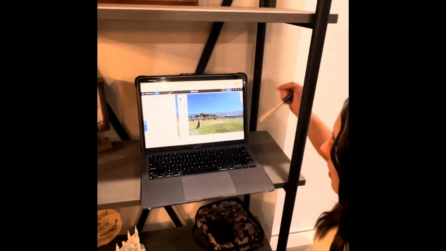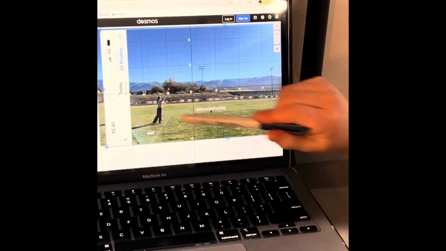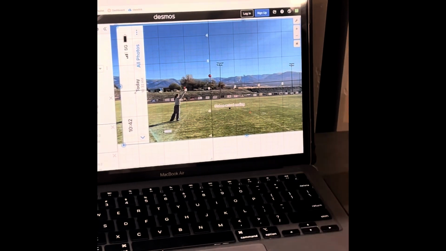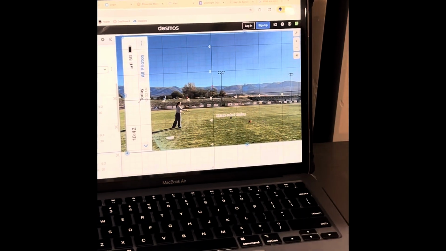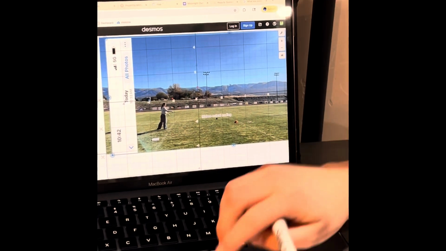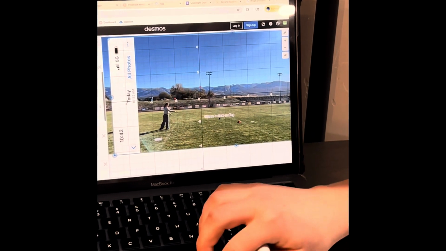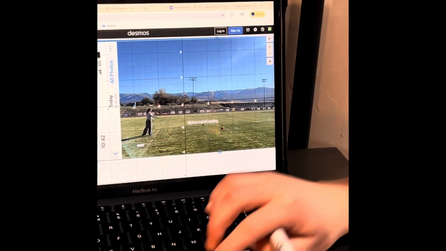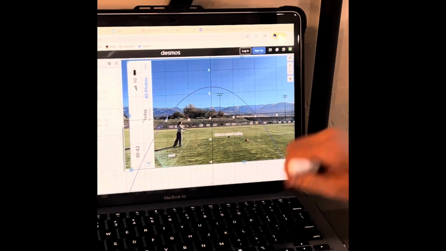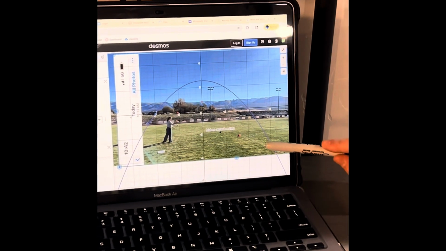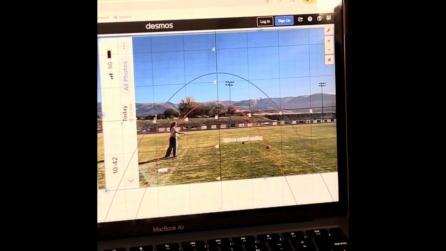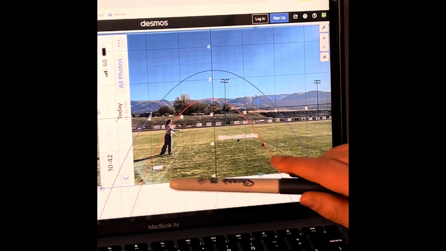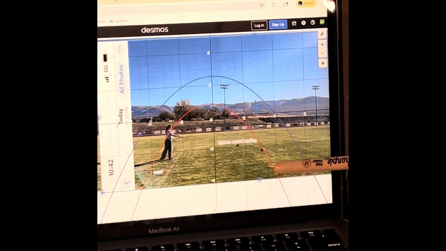And I'll show you we have the same thing for the ball. So at the beginning when it's leaving my hand, and then the vertex, and then we have the ending. And so using Desmos, we have created parabolas for all of these. So here's the parabola for the Frisbee. As you can see, it goes like a parabola. And then we have the parabola for the ball, and it is also a perfect parabola.